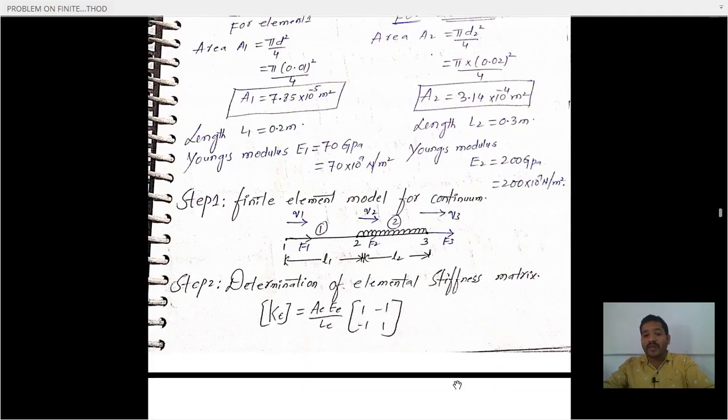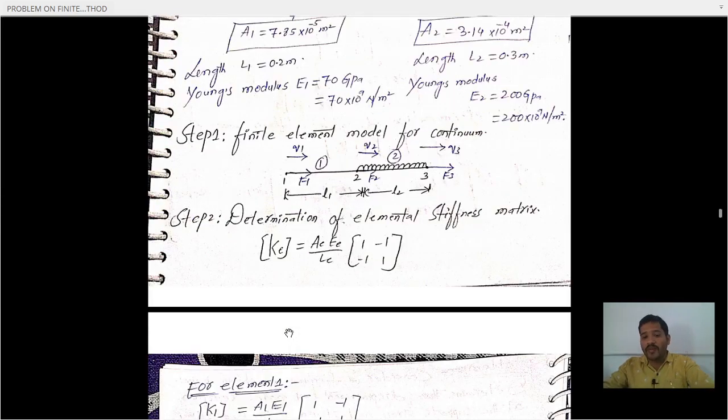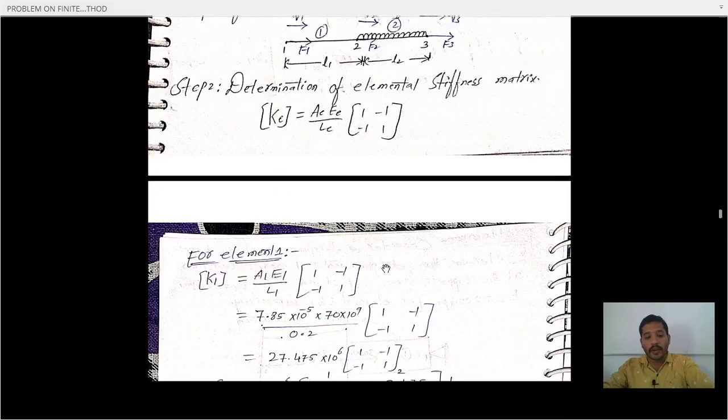After that we need to determine the elemental stiffness matrix. The formula for the elemental stiffness matrix is Ke equals AE times EE by LE, [1 -1; -1 1], where A is the area of the element, E is Young's modulus, and L is the length of the element. For the first element, instead of AE we represent A1, E1 by L1, [1 -1; -1 1], because we are discussing the first element.